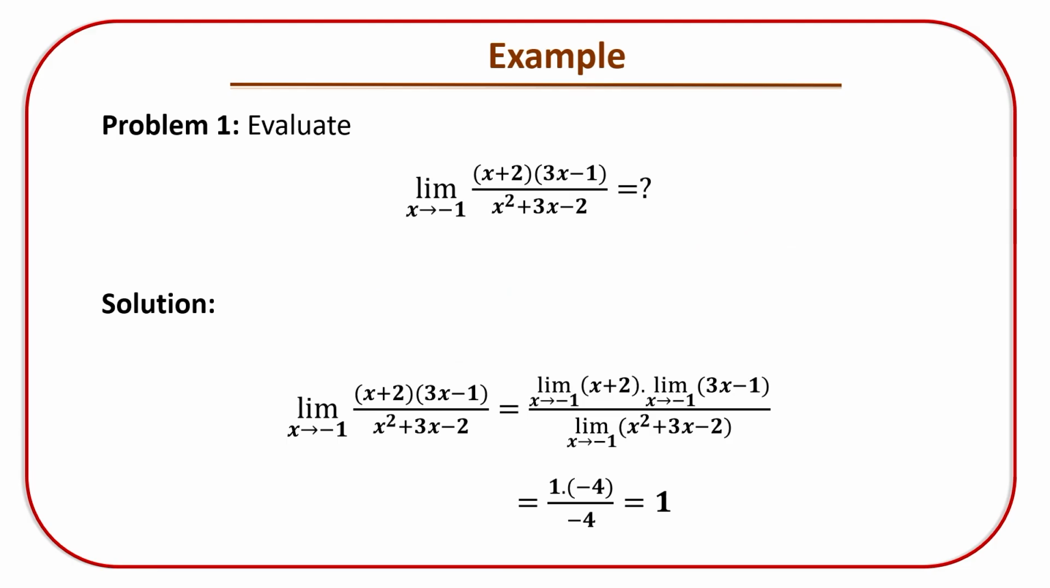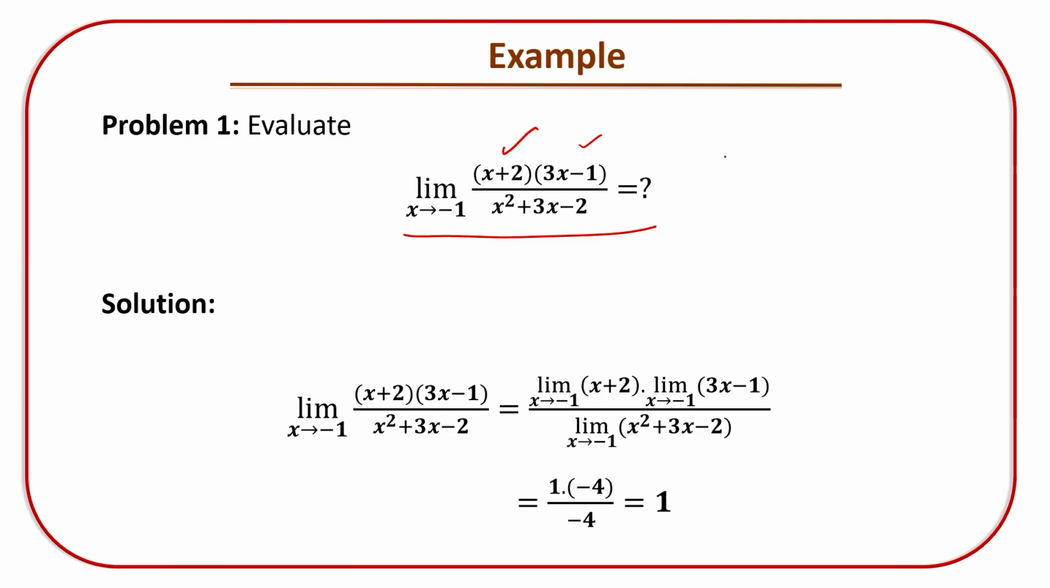So, we can apply these things through examples. First expression you will see: evaluate limit x tends to −1 of (x + 2)(3x − 1) divided by (x² + 3x − 2). Here the numerator is the product of two functions, x + 2 into 3x − 1, and in the denominator, if I put −1, this will be 1, this will be −3 and this will be −2. So, this will become −4.